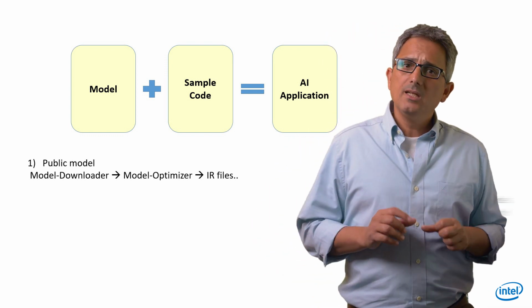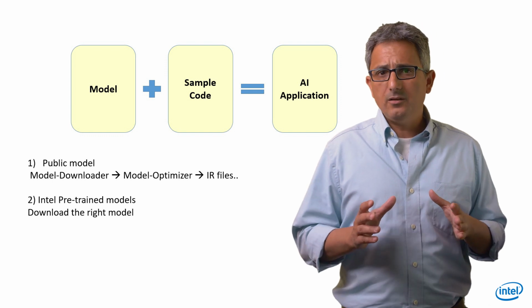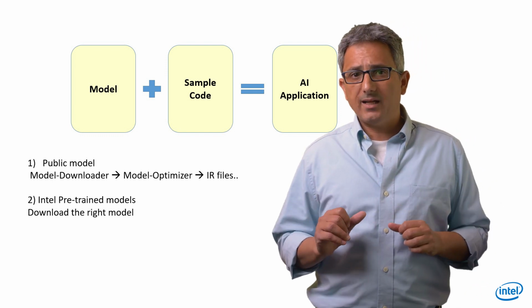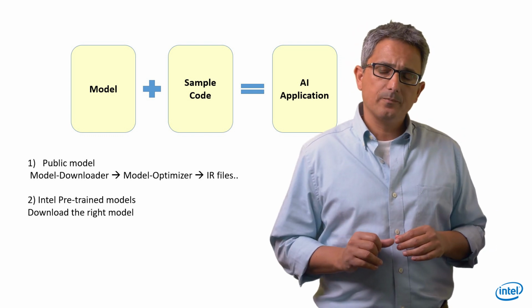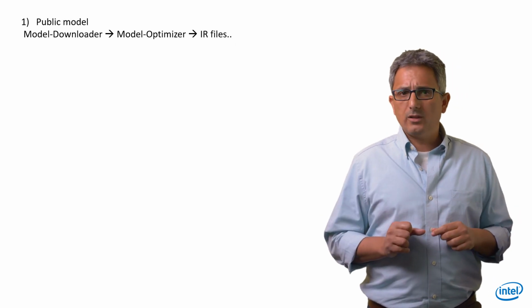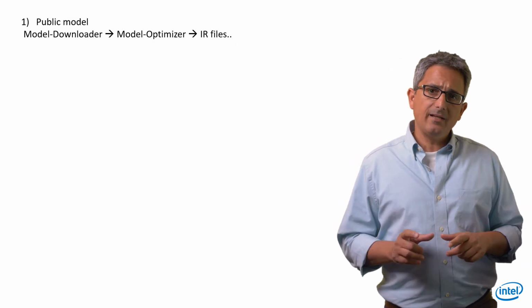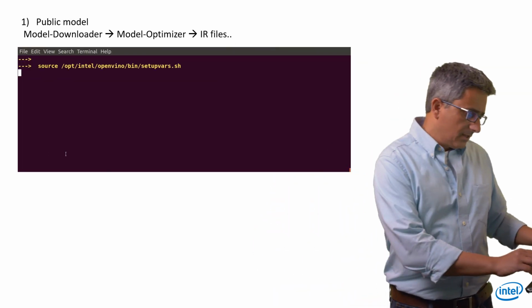Option number 2 is to download one of Intel's pre-trained models. Here you will download the IR files directly, which are processed and ready to use right away. In video number 6, you can see how to use the model downloader. In video number 9, how to use the model optimizer. Let's do it here again.